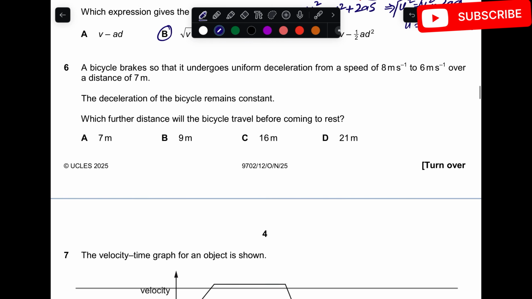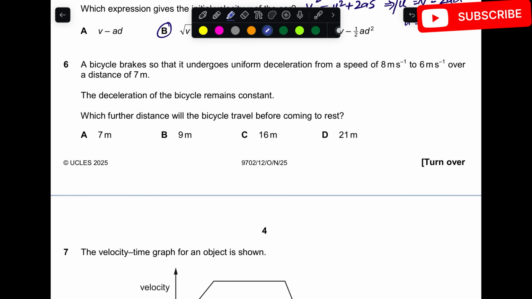Moving forward, question 6. A bicycle brakes so that it undergoes a uniform deceleration from a speed of this. Speed is basically, this is the initial speed to the final speed over a distance of 7 meters. The deceleration of the bicycle remains constant. What further distance will the bicycle travel before coming to rest? Okay, so what is the condition?